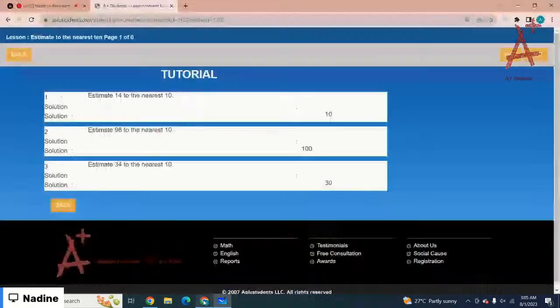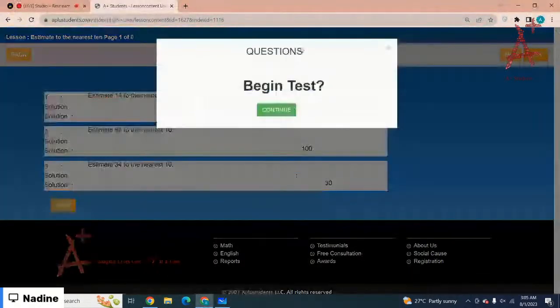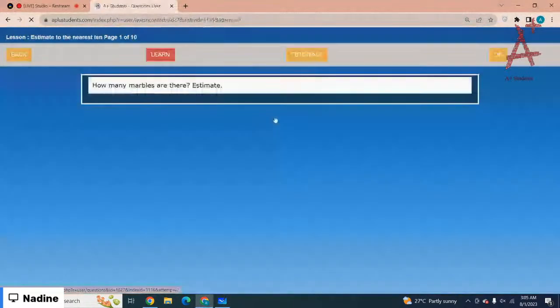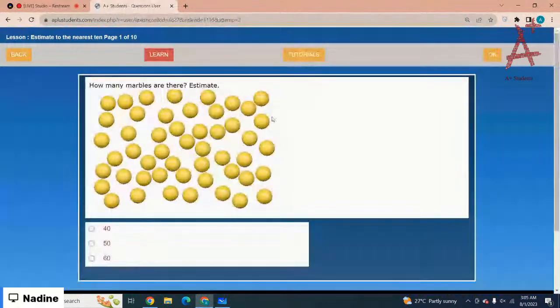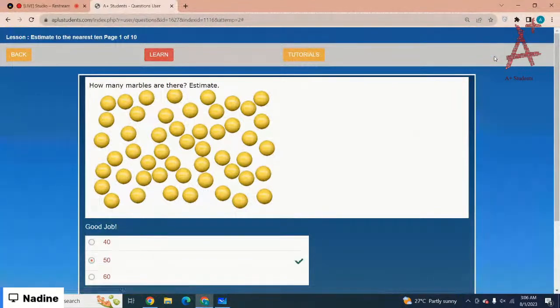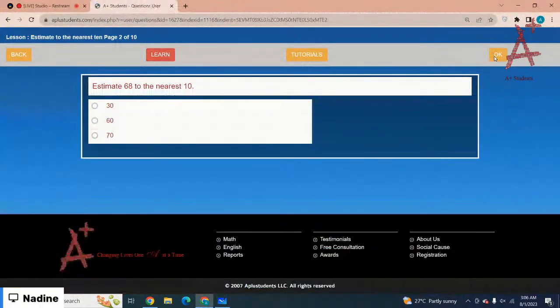Let's just start with the practice questions. How many marbles are there? Estimate. You have to write the estimated answer. You don't have to count. I think around 50. I'm not sure, just guessing the answer. Yes, they are around 50, right?